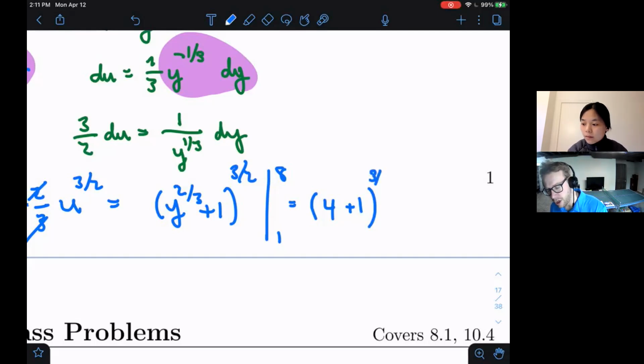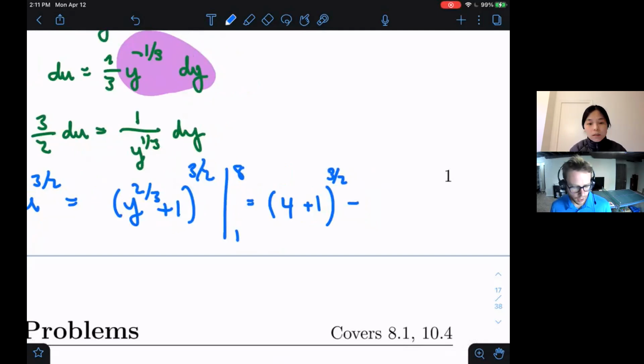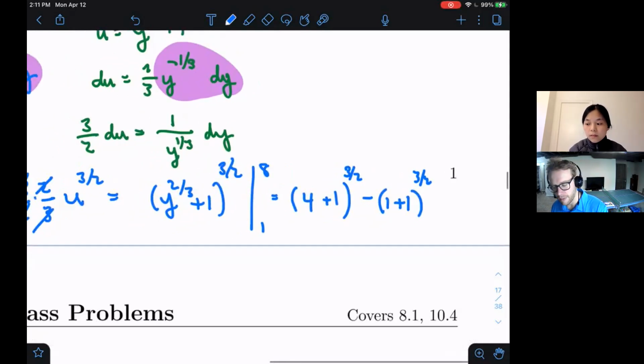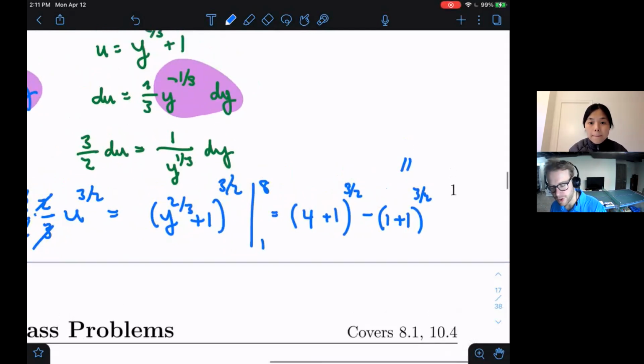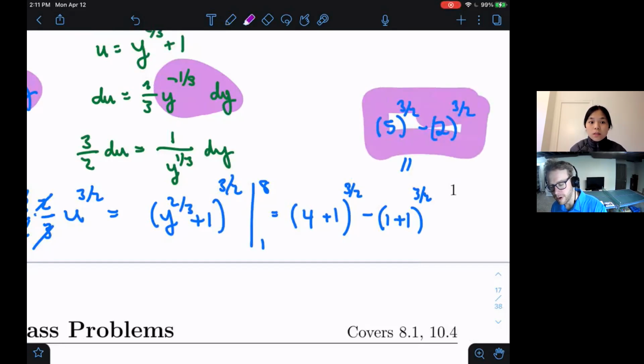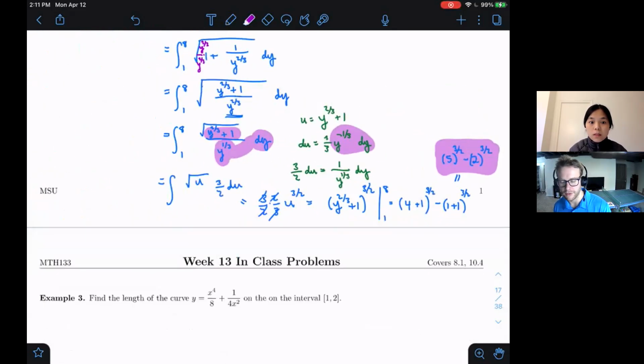Don't forget, though, that this is all being raised to the 3/2 power here. And then if I plug in 1, well, 1 raised to any power, such as 2/3, is going to be itself. So you get 1 there. Don't forget to add the 1 and raise all of that to the 3/2 power. And so my final answer at the end of the day, maybe I'm just going to put my final answer up, which is a bit strange, but it's going to be 5 to the 3/2 minus 2 to the 3/2. A nice, beautiful, positive number representing the length of that curve.